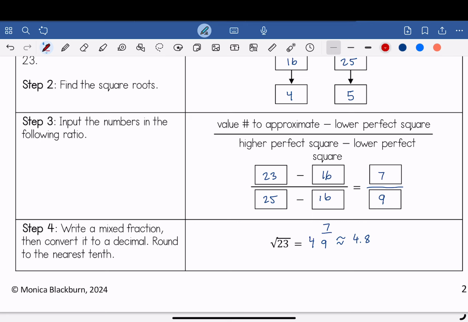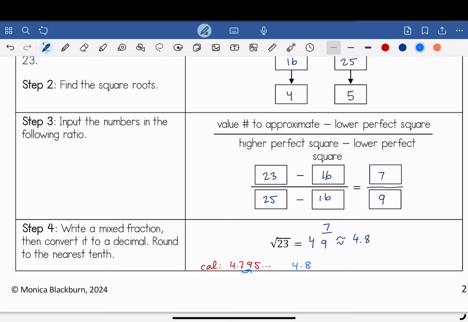If you do the square root of 23 on a calculator, you will get 4.795 and other digits. So round it to the nearest tenth, which the question asks. You look at the hundredth, which is a 9, therefore it's greater than 5. So you will approximate it to 4.8.